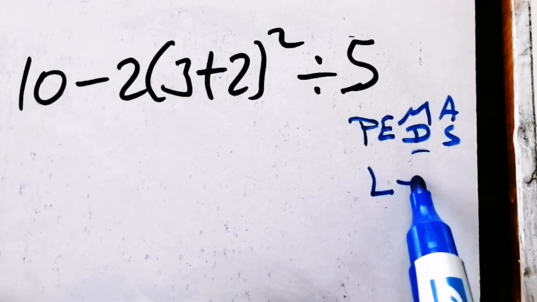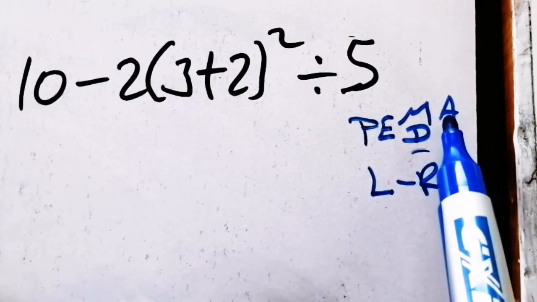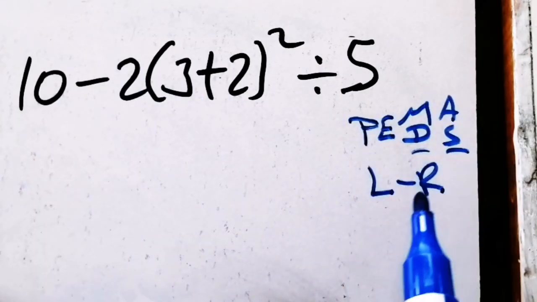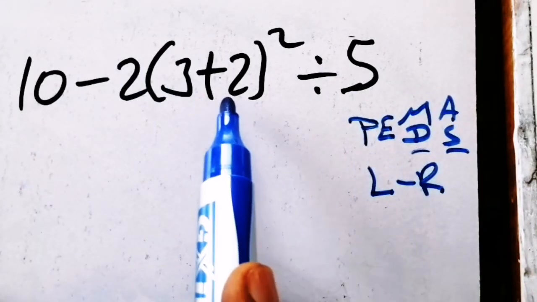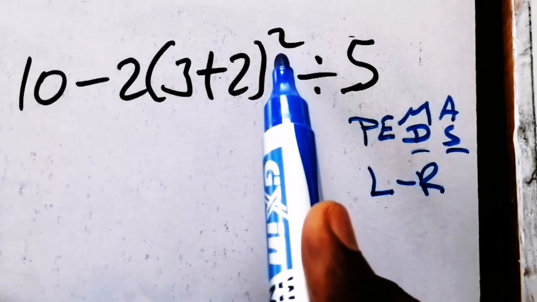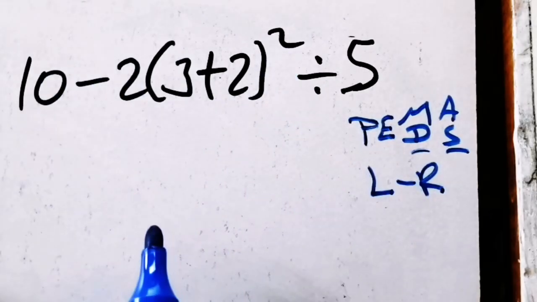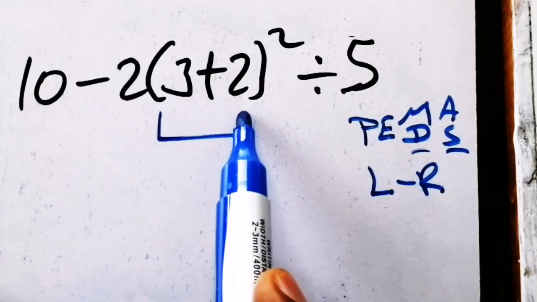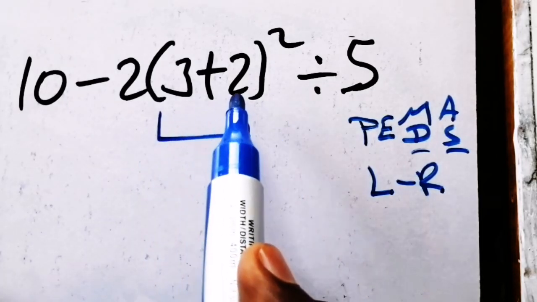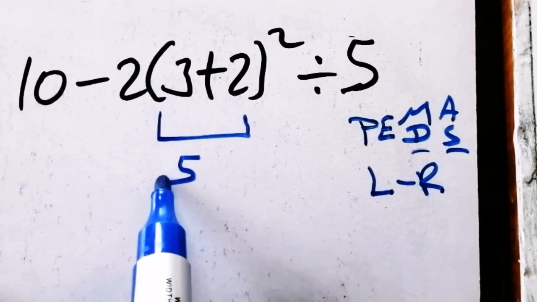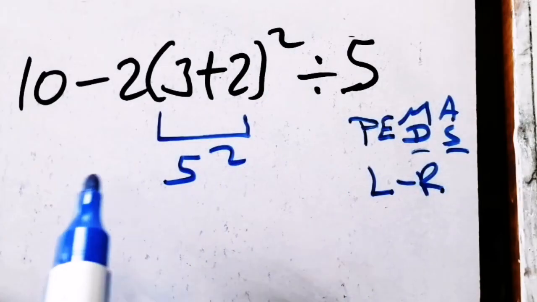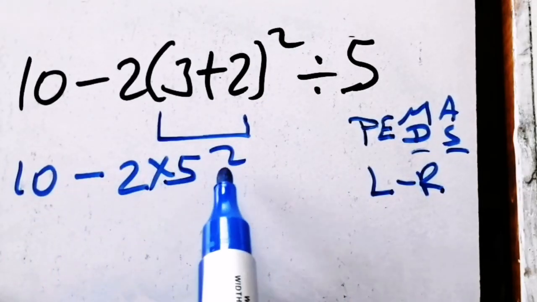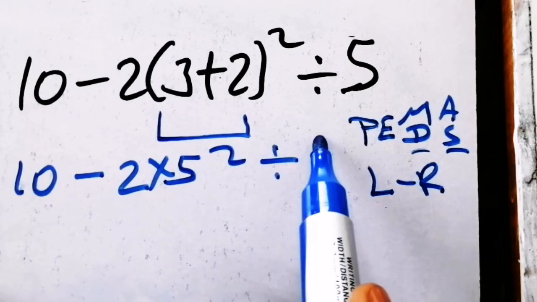We have to work from left to right. The same applies to addition and subtraction, okay? Therefore, according to PEMDAS, first we have to do this parentheses, then 3 plus 2, which equals 5, then 5 square, okay? Then 10 minus 2 times 5 square divided by 5.